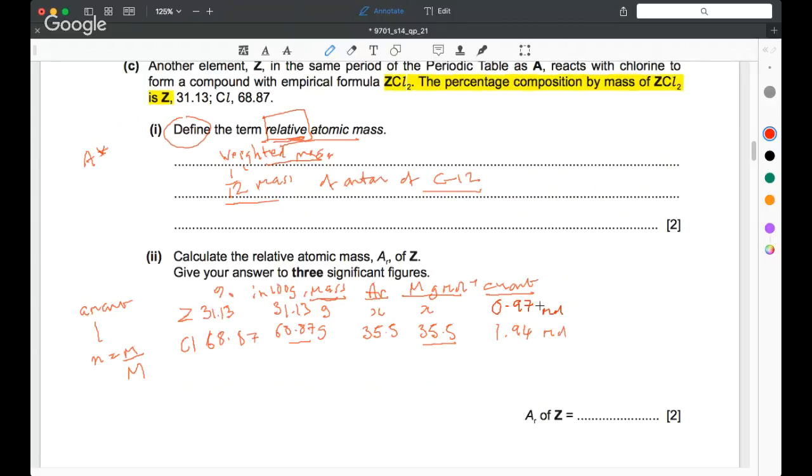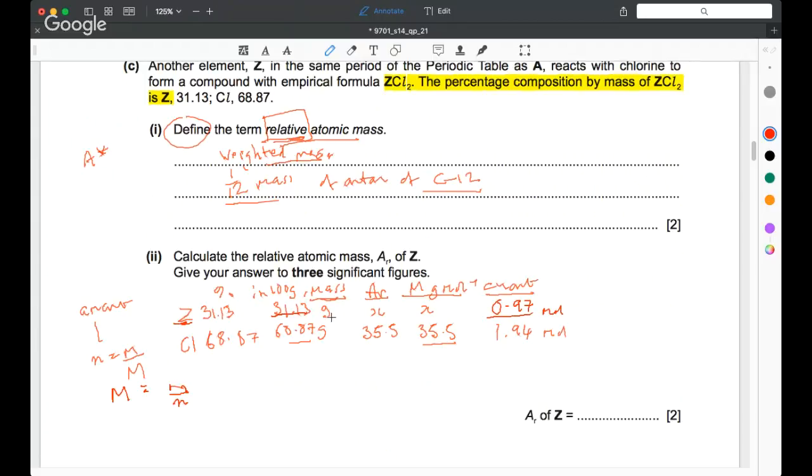Now, at this point, for this unknown element here, we now know the mass, don't we? And we now know the amount. So that must mean we can calculate the molar mass. You just have to rearrange this. You can see now that the molar mass, that's capital M, is equal to the mass divided by the amount, the number of moles. So we've got to take our mass here and divide it by the number of moles.